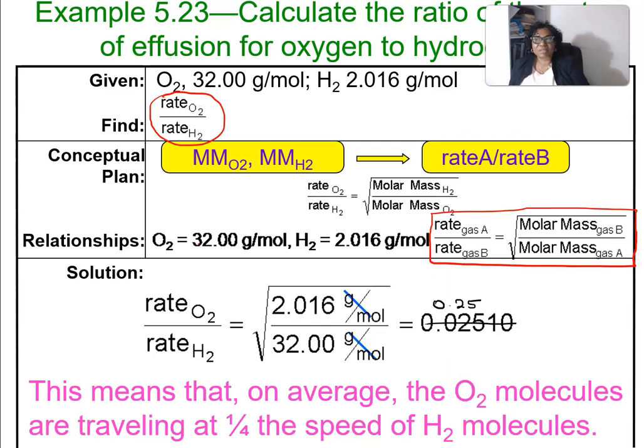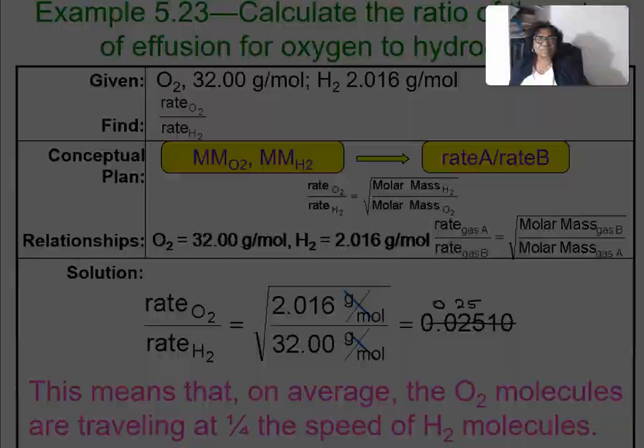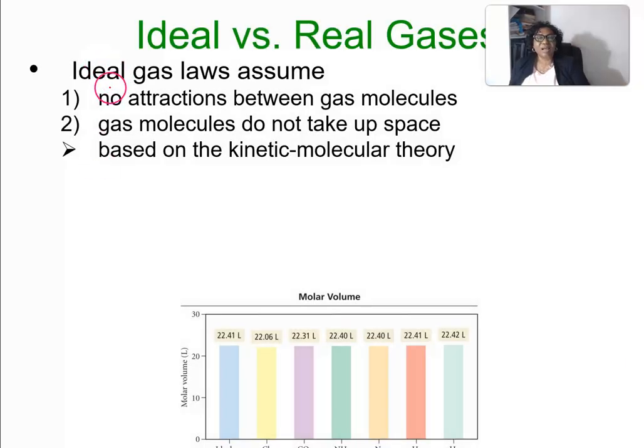Now let's compare ideal versus real gas. Ideal gas laws assume that there is no attraction between gas molecules, and the gas molecules do not take up space, based on kinetic molecular theory. So that is what ideal gas is assuming: that the gas molecules do not have attraction between themselves and the gas molecules do not take up any space.